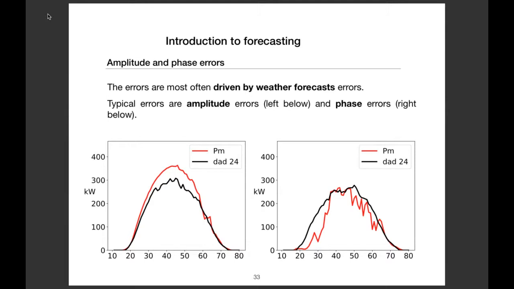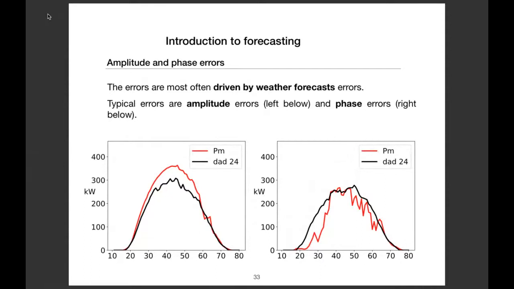But it could be something different. It could be a phase error. So here on the right, it is a typical phase error. The shape is not so bad, the amplitude is not so bad, but you can see that there is a phase error. It is a little bit shifted in time.